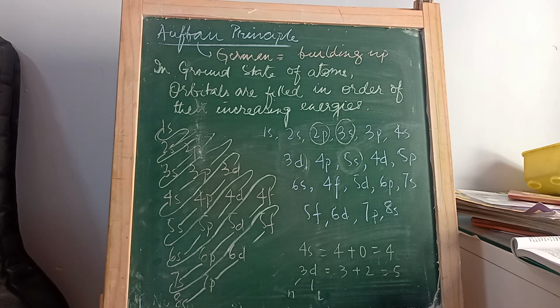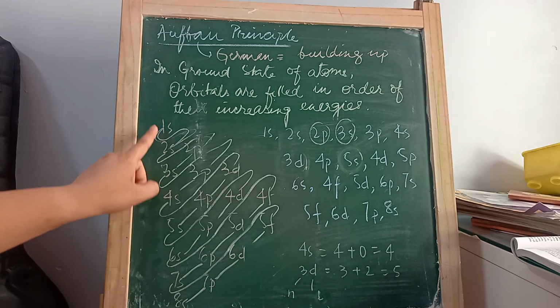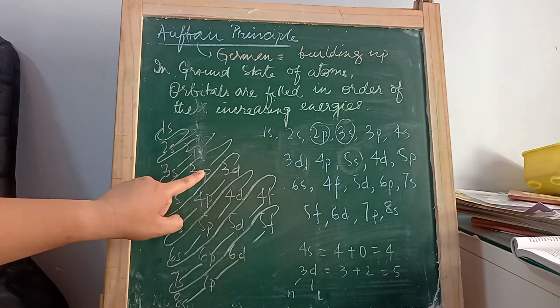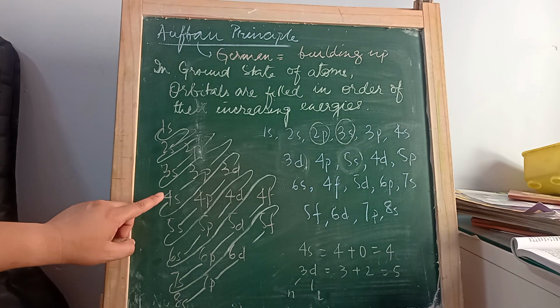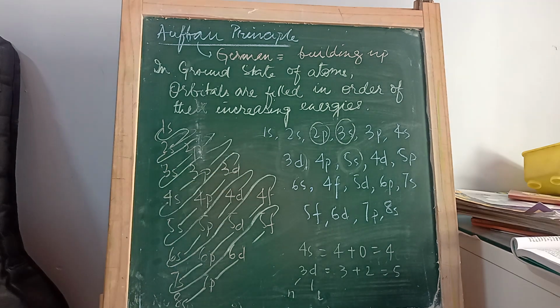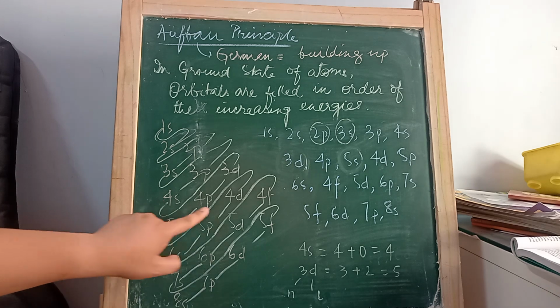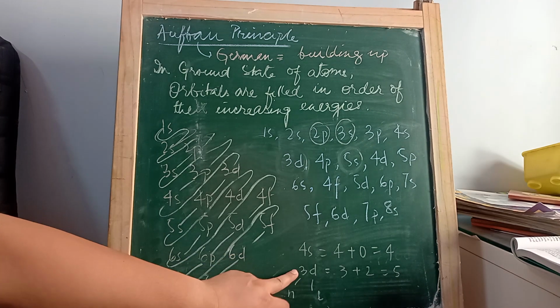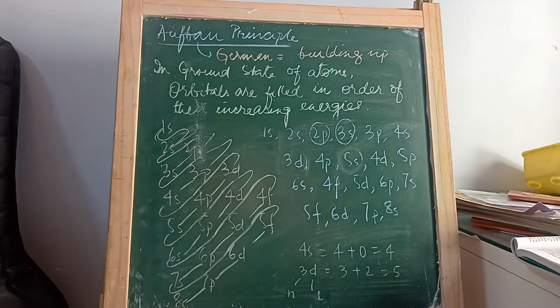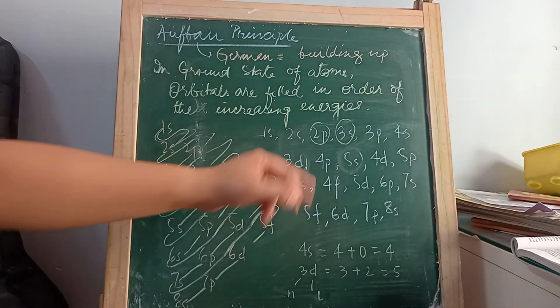But after understanding this, say for example, it goes like 1s, 2s, 2p, 3s, 3p, and then 3d doesn't come. After 3p, you need to fill 4s first. Then after 4s, it's not 4p, you need to fill 3d first. After 4s, it's 3d. Why 3d? So 4s is filled up before 3d. That means 4s has less energy than 3d.